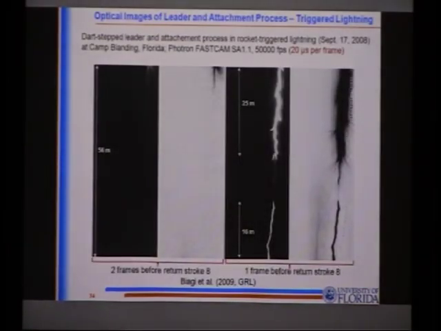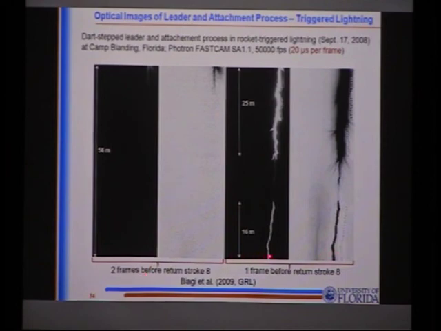Now, more recent data for the upward connecting leader, which is part of the attachment process, are shown here. Two pairs of images. One is here, the other is here. It is the same image, but this is the original one, and this is the inverted brightness levels, the negative of this one. So here we can see this is 56 meters height, and here we see the streamer zone just entering the field of view. It's probably 7 meters or so long, and in the next image, this is 2 frames before the return stroke.